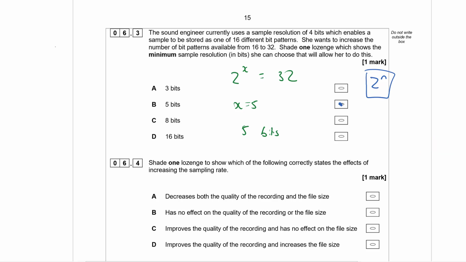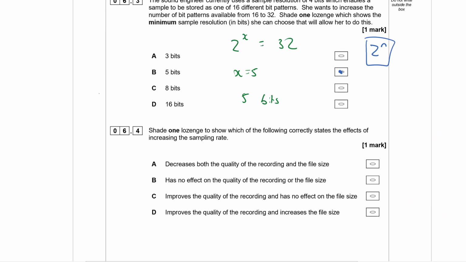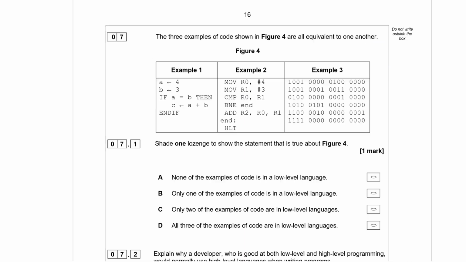Okay, for 6.4, we need to shade one lozenge to show which of the following correctly states the effects of increasing the sampling rate. Well, if you increase the sampling rate, you're taking more samples per second, so the file size will increase because every sample has to get converted to binary and be stored, but also the quality of the recording becomes closer to the original analog signal, and so the quality generally will go up. So quality goes up, but so will the file size. So there's a trade-off between quality and file size.